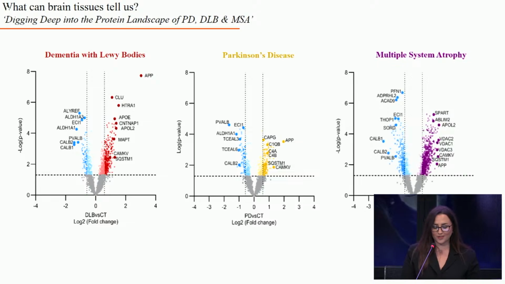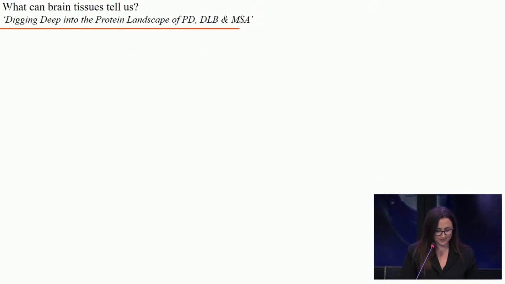And lastly, we also compared our multiple system atrophy samples to our controls. And what we found was, once again, a lot of increased proteins, shown here in purple, and decreased, shown in blue. Once again, we can see some similarities between MSA, PD, and DLB. However, we can see there is once again a lot of differences also.